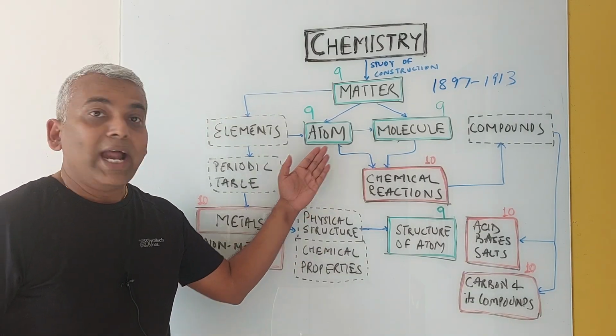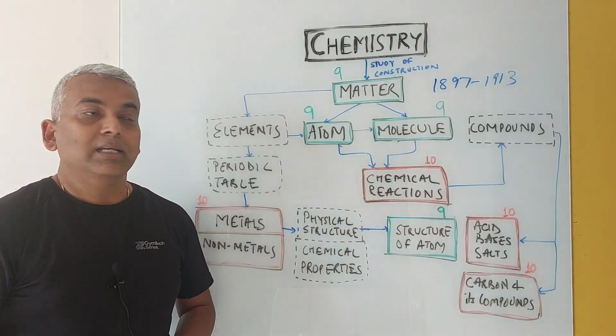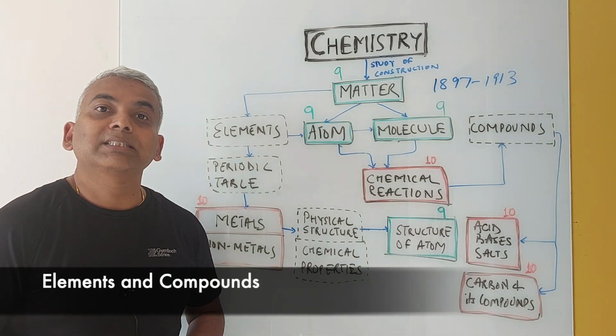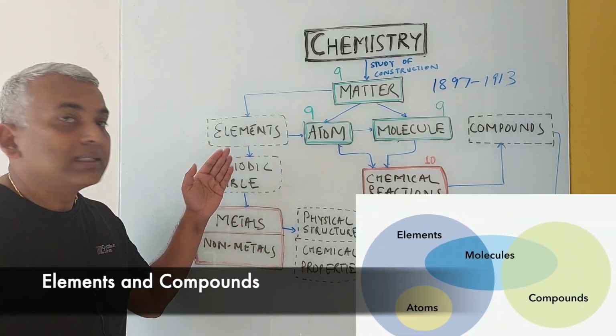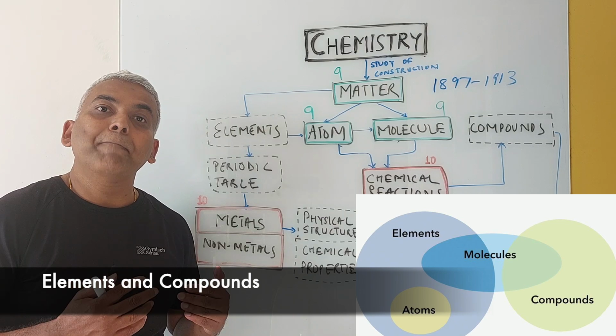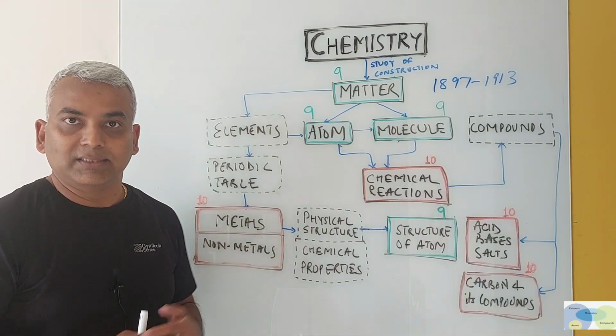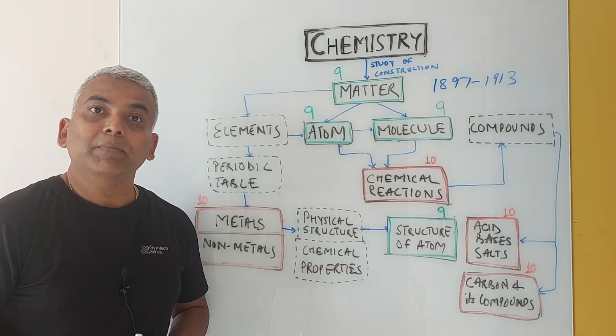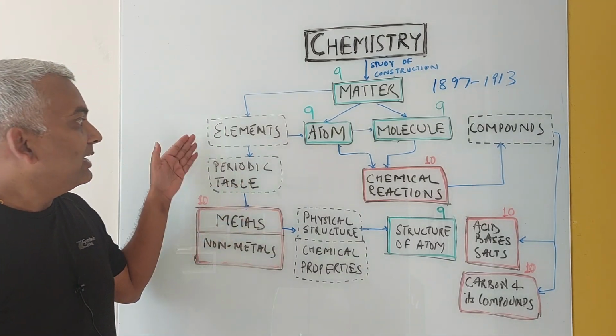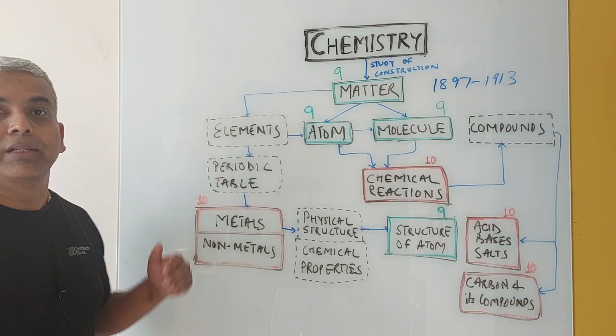Now that we know about atoms and molecules, let's explore two other terms, elements and compounds. Elements are a bunch of atoms with the same traits. This means the same physical and chemical properties. There are 118 elements found in nature and they are neatly organized into the periodic table.